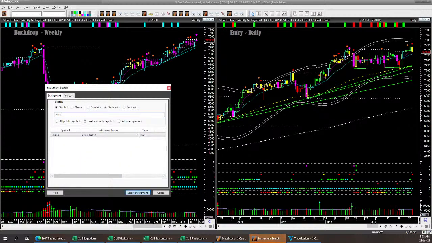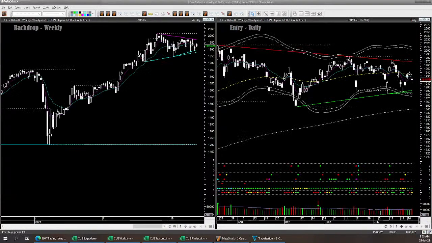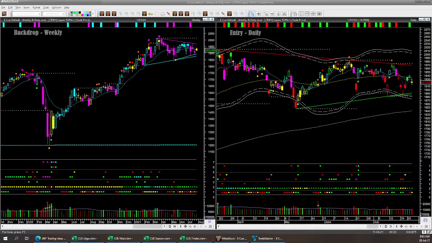Japanese index Topix. This is also moving sideways. The weekly is bound by resistance and support trend lines, and the daily is also bound by resistance and support trend lines. It's right at the middle of the sideways range. That is not a safe area to take swing trades.